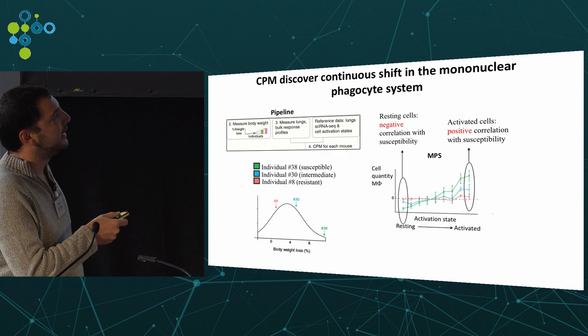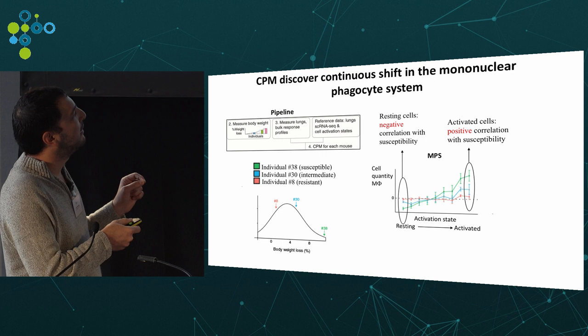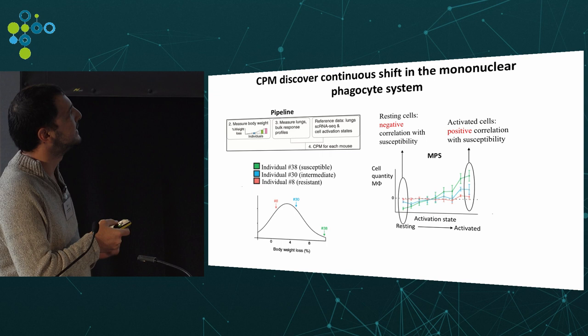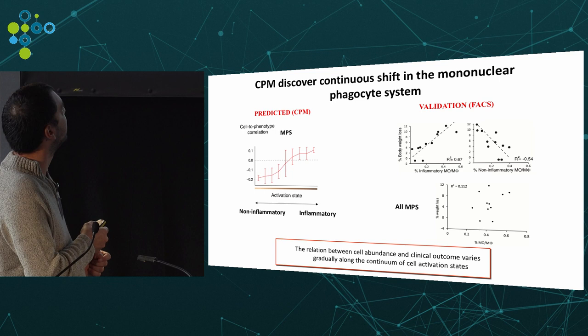And we can calculate each one of the states within cell types. We can calculate the correlation across all these mice. So this is what we got for the MPS cells. And we can see that there is a continuous increase in correlation between the activation state and the cell quantity.